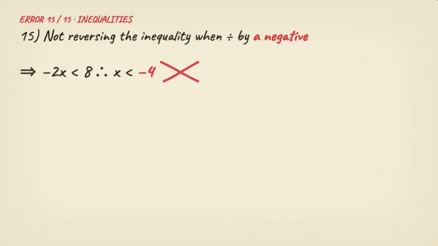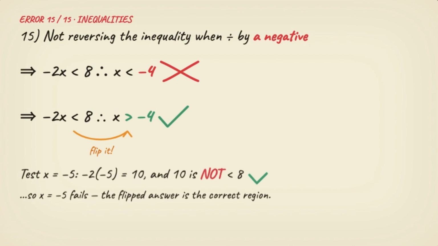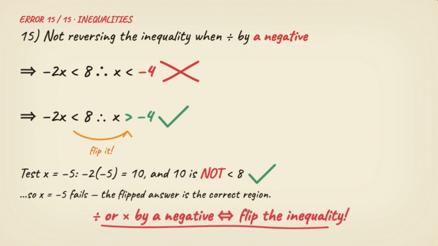Error 15. Not reversing the inequality when dividing by a negative. From -2x is less than 8, dividing both sides by -2 flips the symbol, so x is greater than -4, not less than -4. Check it with a test value. Try x equals -5. -2 times -5 is 10, and 10 is not less than 8, so -5 is not a solution. Always flip the inequality when you multiply or divide by a negative number.